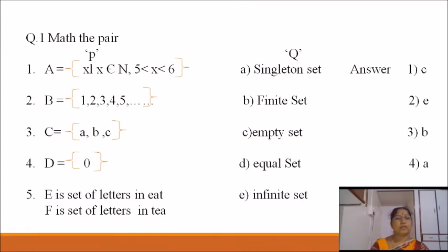And the fifth one: E is the set of all letters in EAT, and F is the set of all letters in TEA. If we try to write E and F, the elements of the sets are the same as well as the same in number. The elements are E, A and T in both. Therefore, these two sets are equal sets.